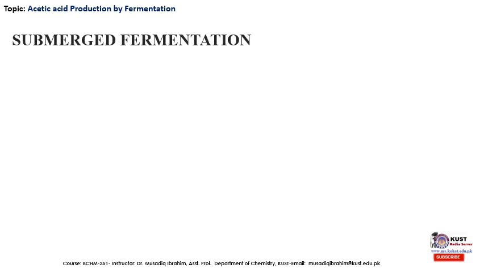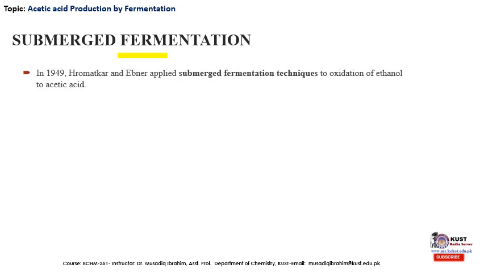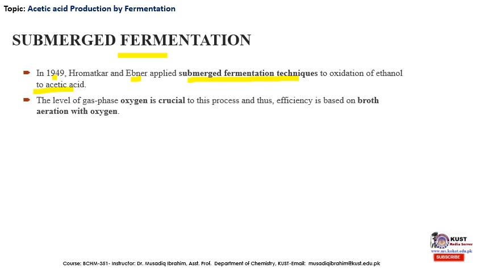Now the third one is the submerged fermentation process by which acetic acid is produced. In 1949, Baumgartner and Ebner applied the submerged fermentation technique for the oxidation of ethanol to acetic acid. The level of gas phase oxygen is crucial to this process, and thus efficiency is based on broth aeration with oxygen. So it is a kind of aerobic process.